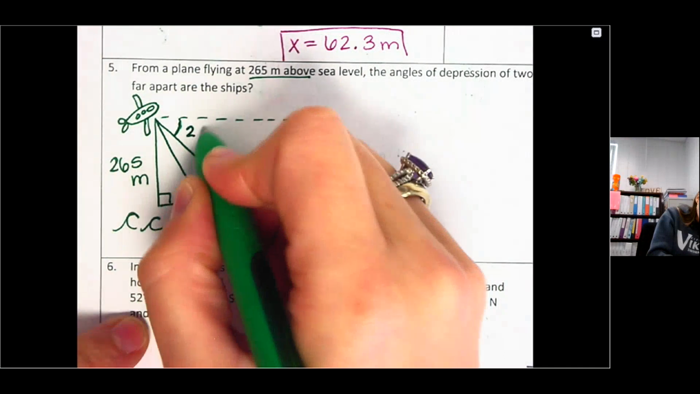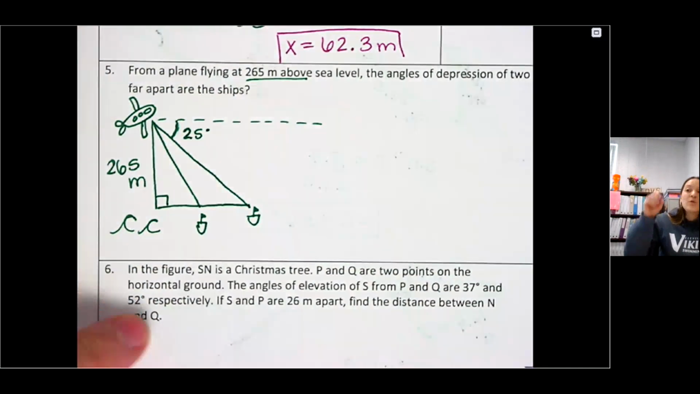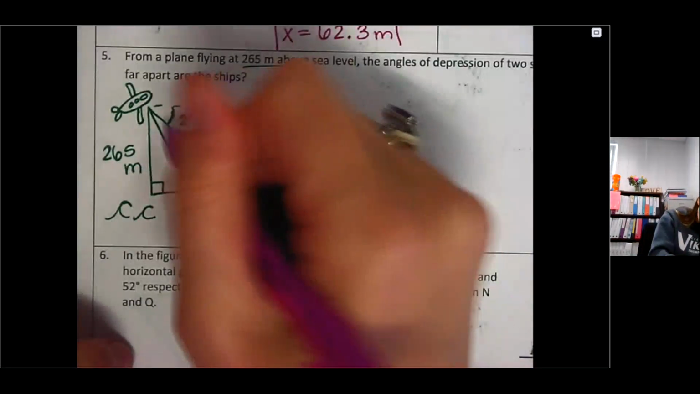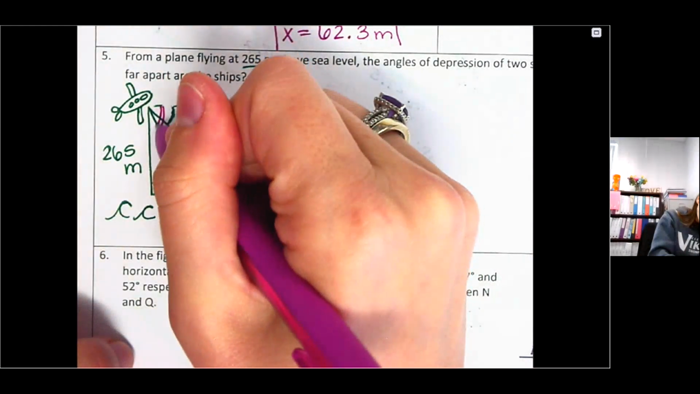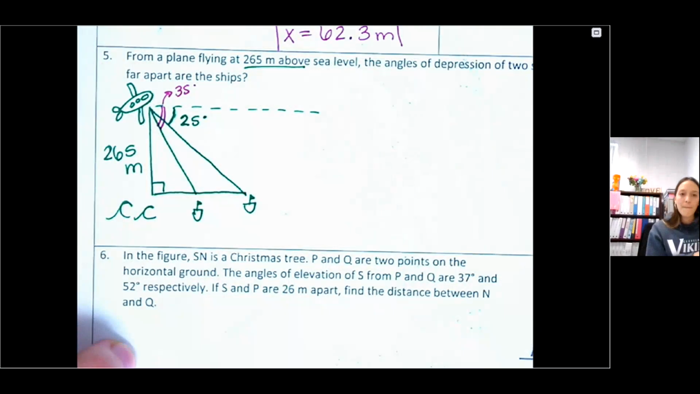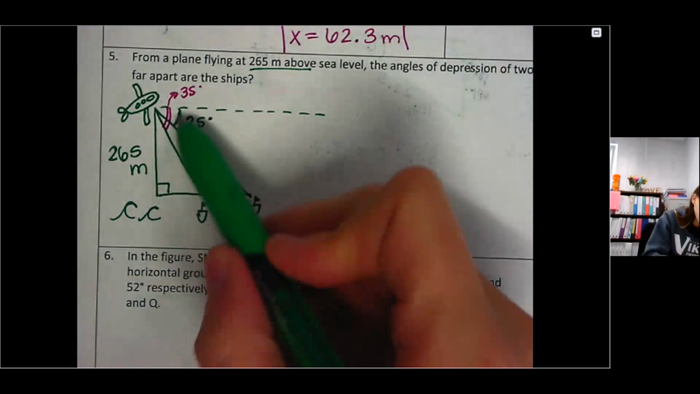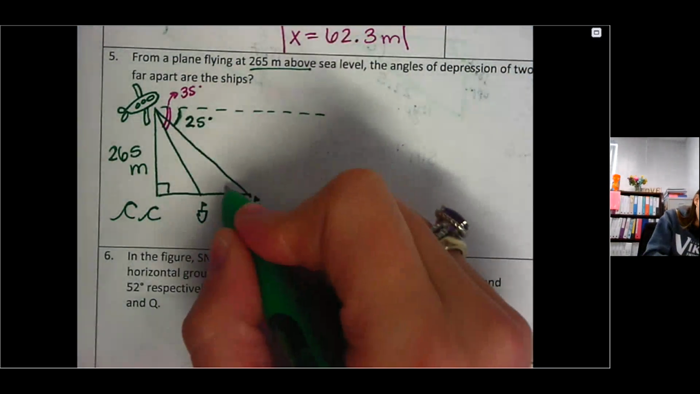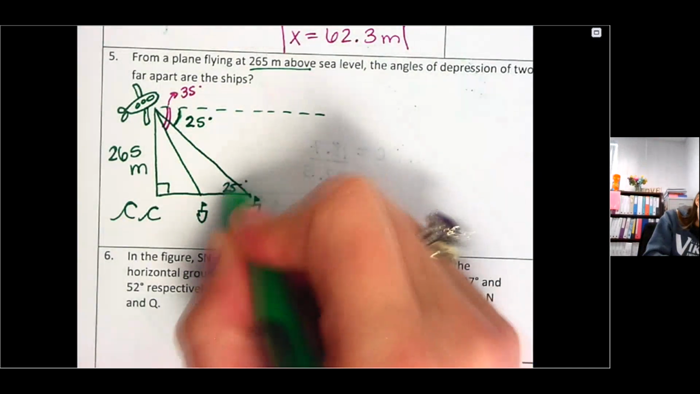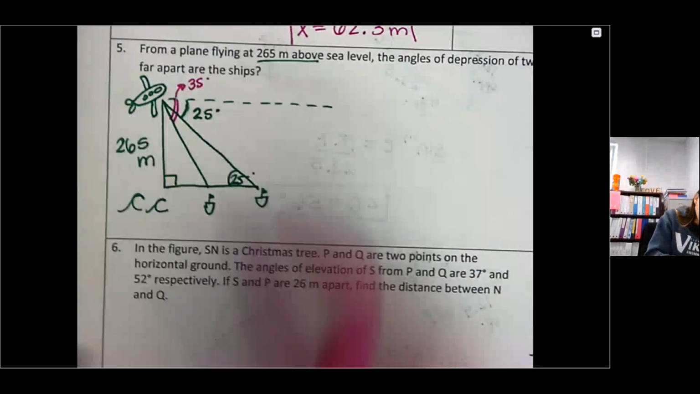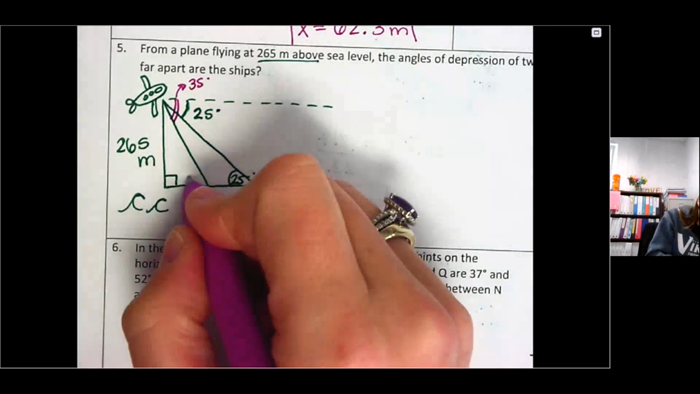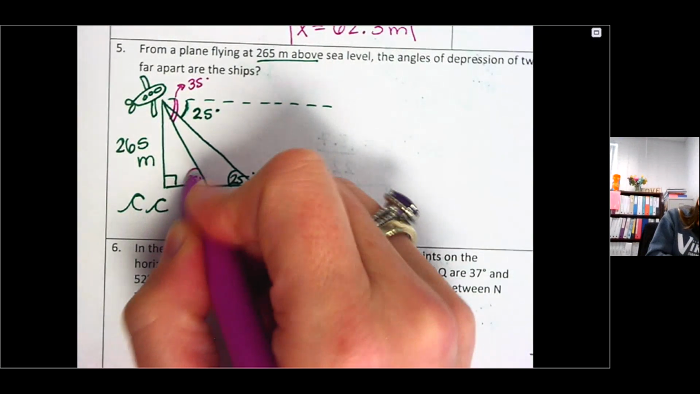This one is 25 degrees. And then if you go further to the second one, that's all the way down to here, this one's going to be 35 degrees. Now, angles of depression are congruent to their angles of elevation. So if this angle out here is 25, then alternate interior, this one's also 25. If this angle's 35, alternate interior, this angle is also 35.